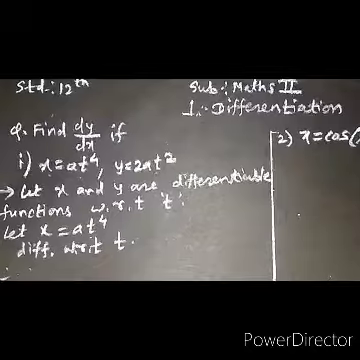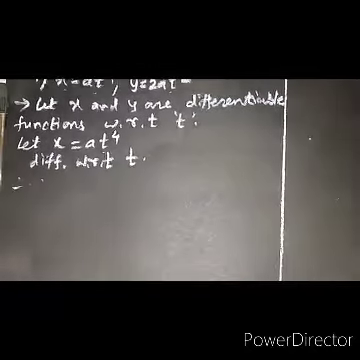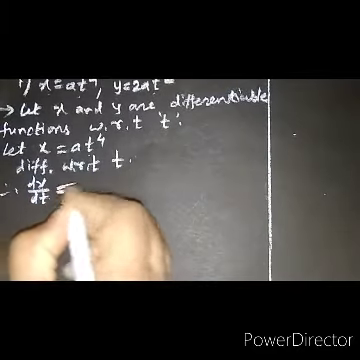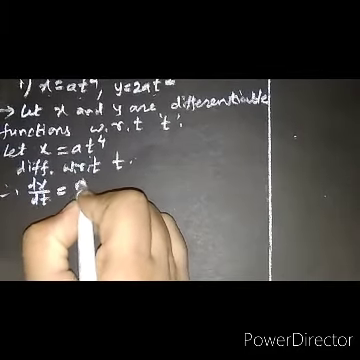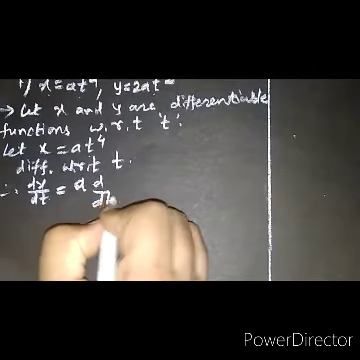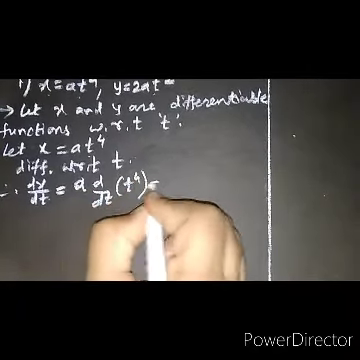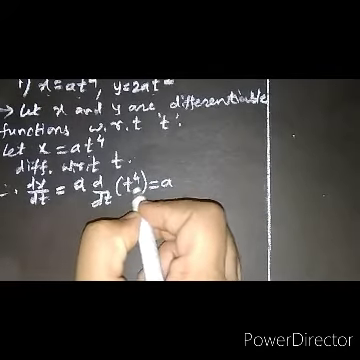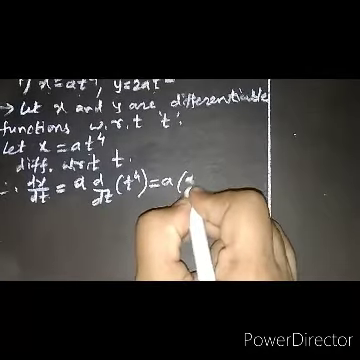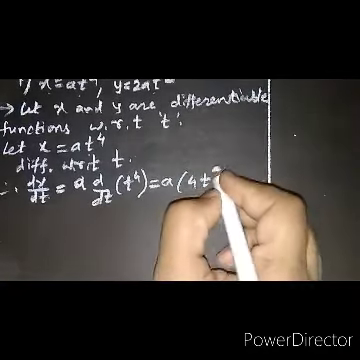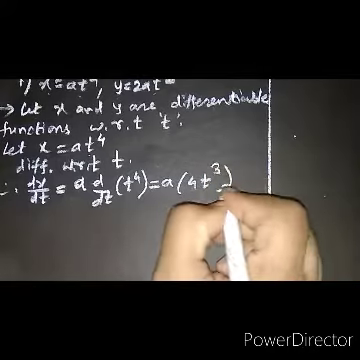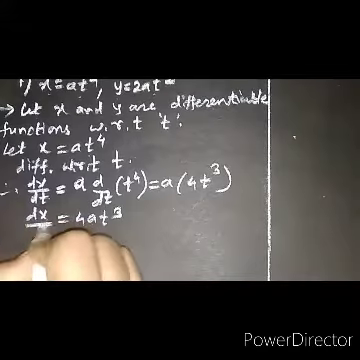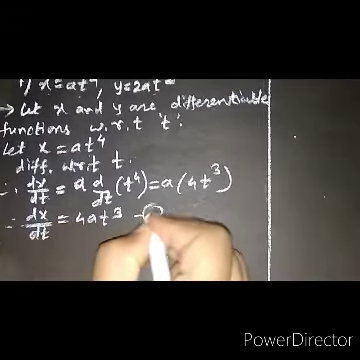Therefore dx by dt is equal to a is constant, therefore a d by dt of t raised to 4. So a as it is. Now we know that d by dt of t raised to 4 is 4 t raised to 4 minus 1, that is 3, 4t cube. So here we got 4a t cube, dx upon dt. For this we can say equation number 1.